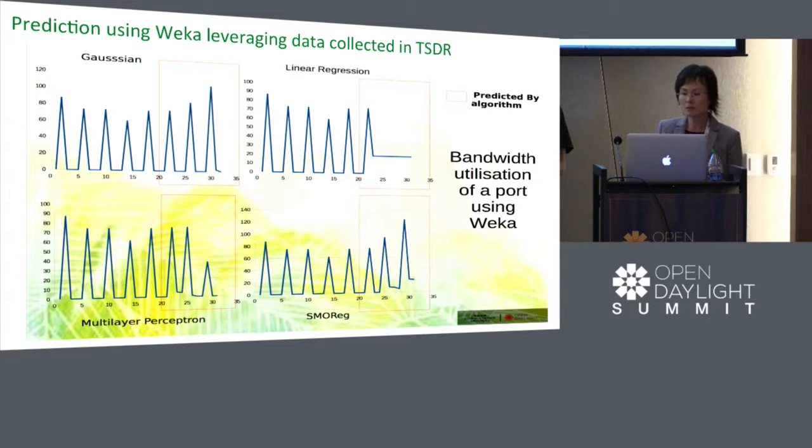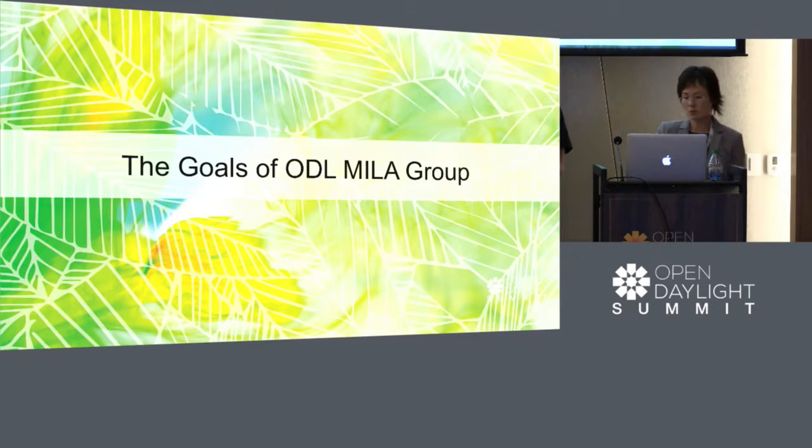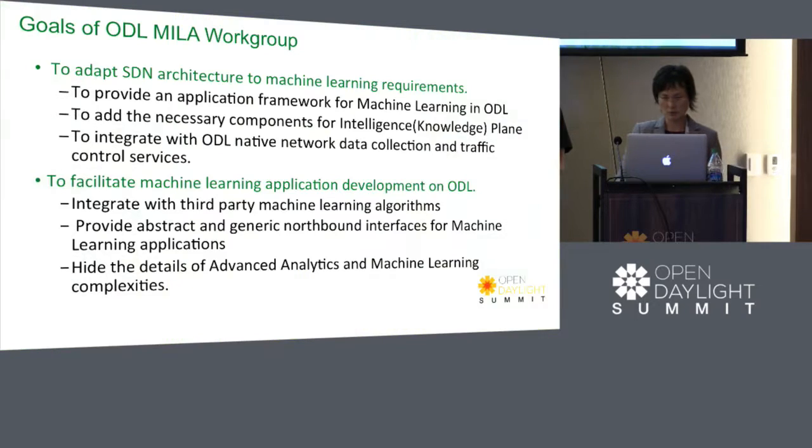But does that mean the goal of the MILA work group is looking at the algorithm, optimizing the algorithm? The answer is no. Then we talk about what the goals of the ODL MILA work group are. We believe the goals of this work group are from two perspectives. One is to adapt SDN architecture to machine learning requirements.